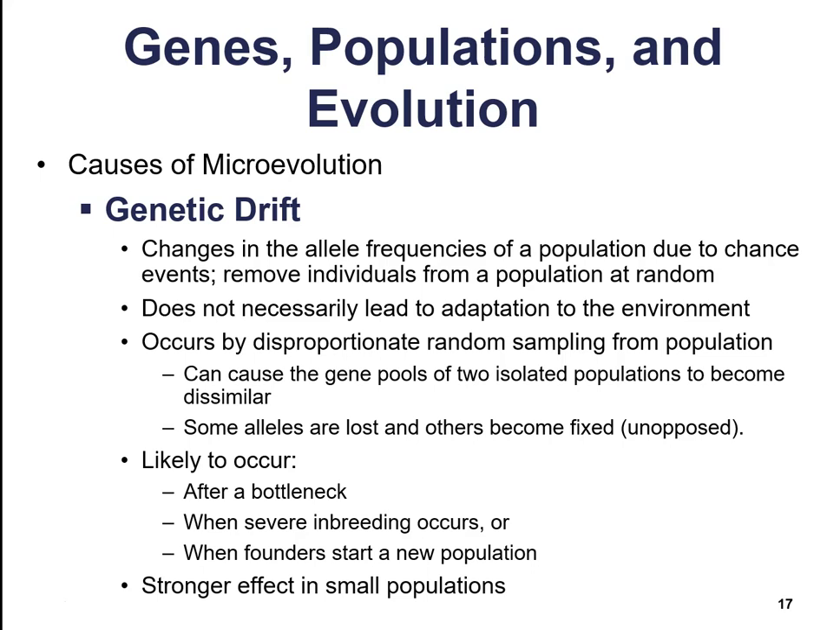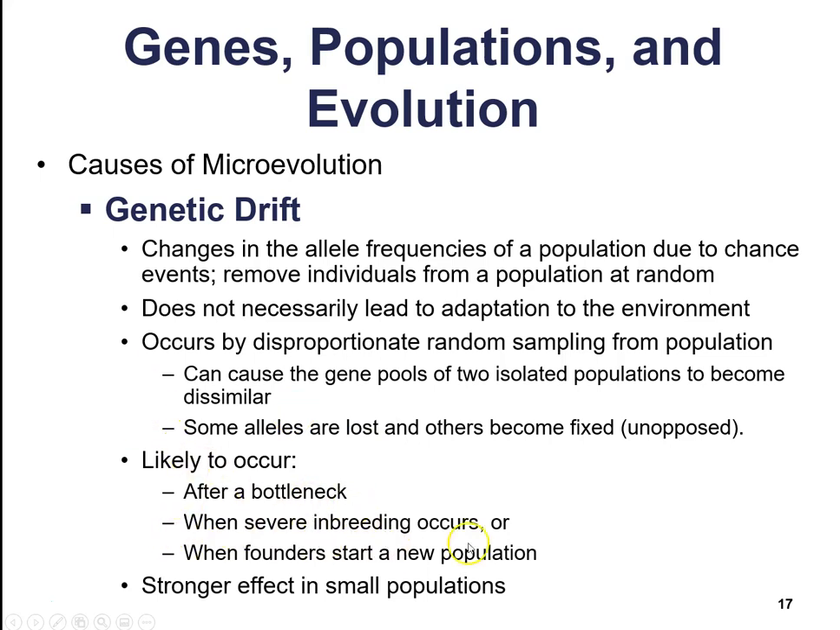It just occurs randomly. So it says it can cause the gene pools of two isolated populations to become really dissimilar, because depending on which members of the population die or are removed, it could totally change the allele makeup or even get rid of some alleles altogether, okay?